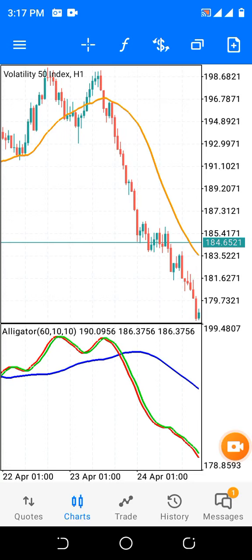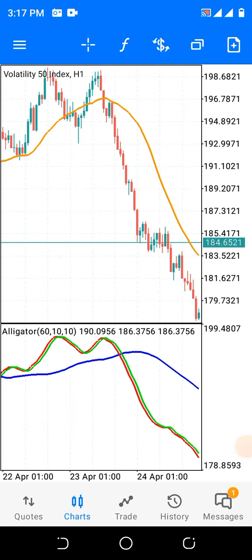Welcome guys, this is one of the best strategies to record consistent profits. Now this strategy will show you where to make your entry, where to place your stop loss, and also show you if the entry is safe or not. Do you understand? So you need only two indicators, the alligator indicator and the moving average indicator.